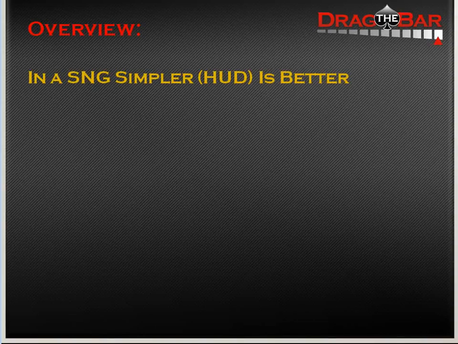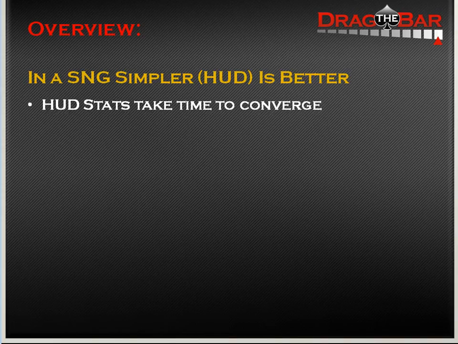One of the things that I believe about sit and goes is that in most cases a simpler HUD is better. You see a lot of cash game players have very advanced HUDs with lots of stats, but in a sit and go, you're playing a lot of times against a player who you may never see again, and because stats take a long time to converge, you typically won't have enough hands on a player to make a good read with some of these more advanced stats.